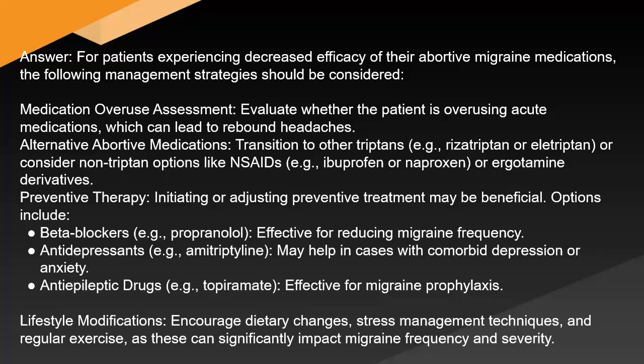Preventive therapy. Initiating or adjusting preventive treatment may be beneficial. Options include beta blockers, e.g. propranolol, effective for reducing migraine frequency. Antidepressants, e.g. amitriptyline, may help in cases with comorbid depression or anxiety. Antiepileptic drugs, e.g. topiramate, effective for migraine prophylaxis. Lifestyle modifications encourage dietary changes, stress management techniques, and regular exercise, as these can significantly impact migraine frequency and severity.